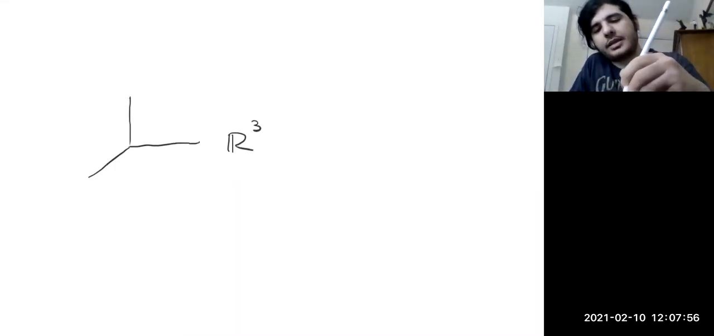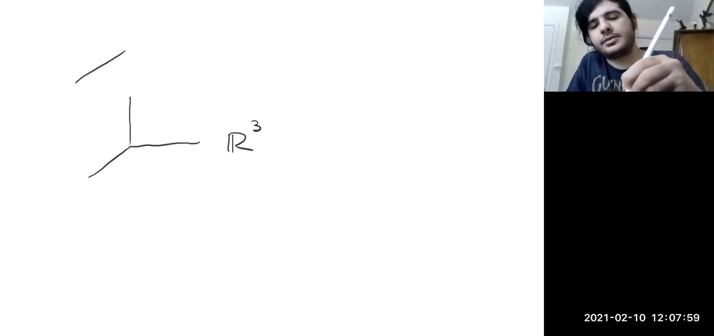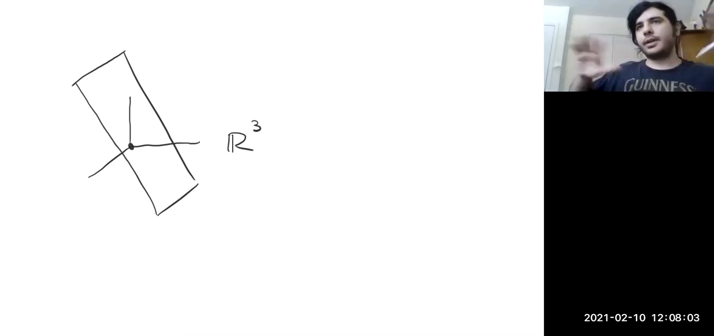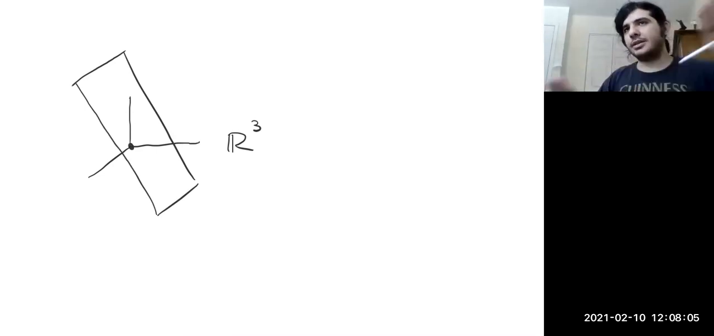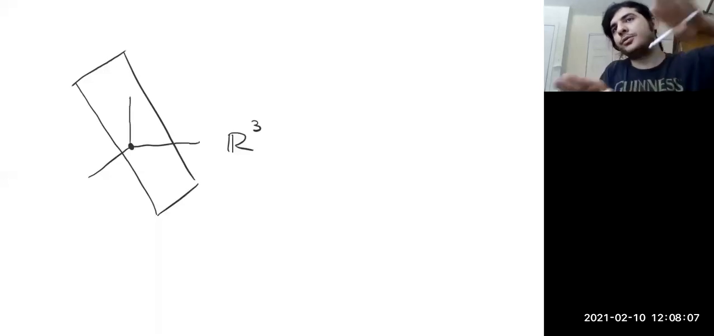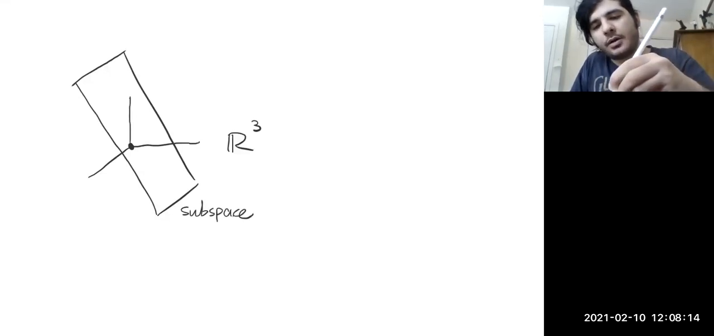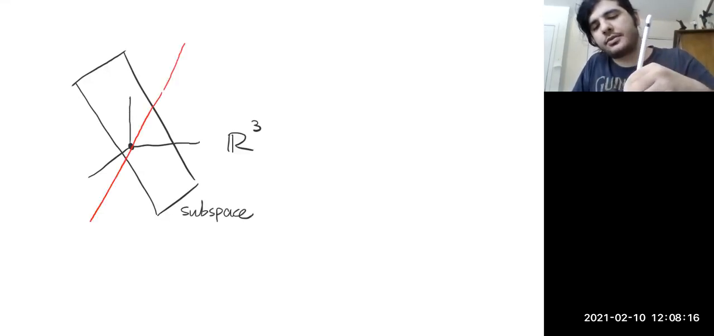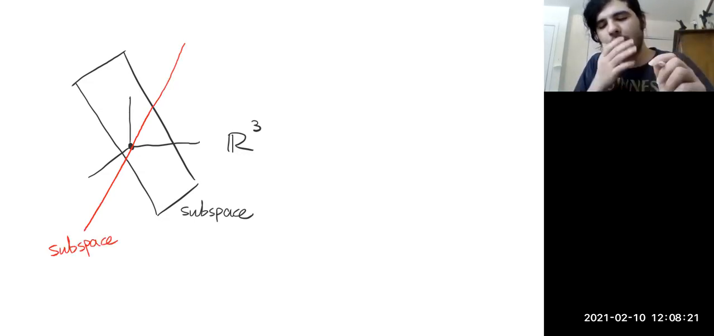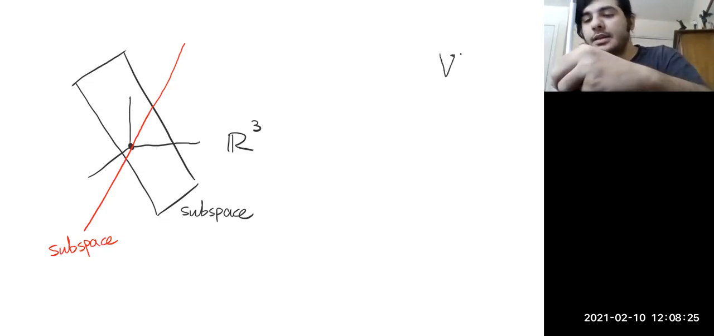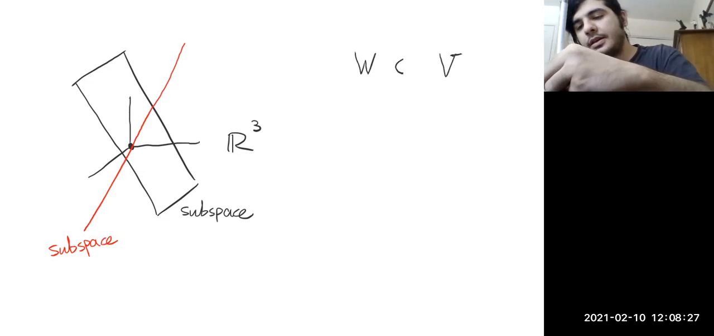If you look at a plane which passes through the origin, suppose this is another plane which passes through the origin, this plane goes to infinity in each direction. It's like a copy of R2 inside R3. It's a subspace, a two-dimensional subspace. Or think about a line which passes through the origin. It's another subspace.